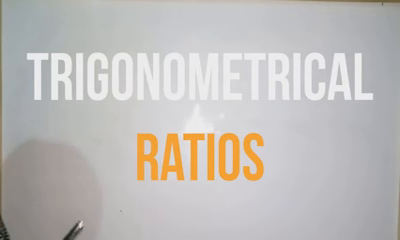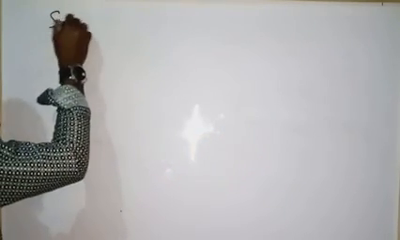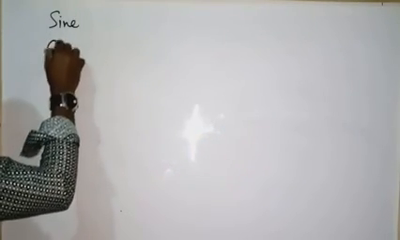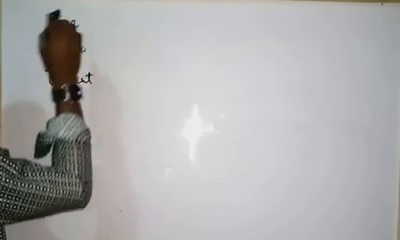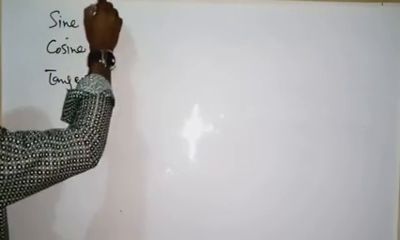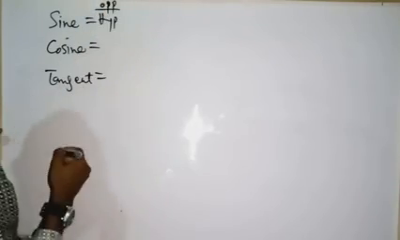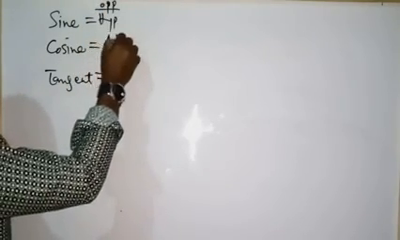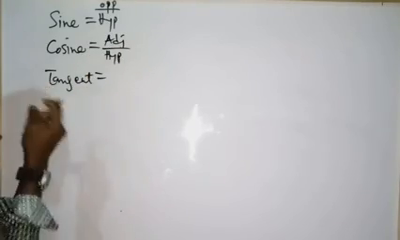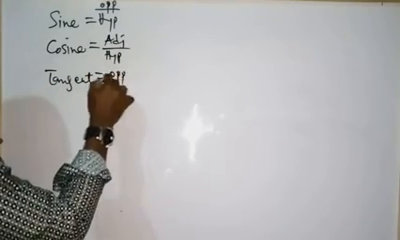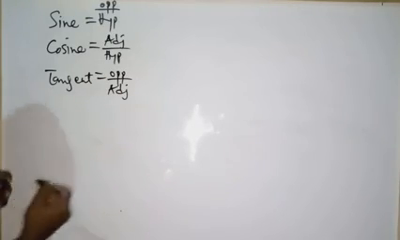I want to explain the trigonometrical ratios, which are sine, cosine, and tangent. Sine is equal to opposite over hypotenuse. Cosine is equal to adjacent over hypotenuse. Tangent is equal to opposite over adjacent. Then I want to show you something quickly.